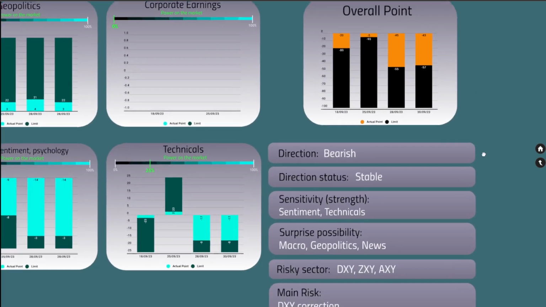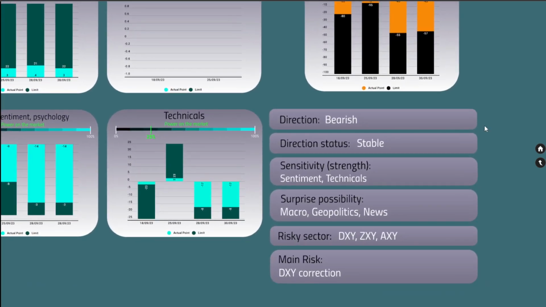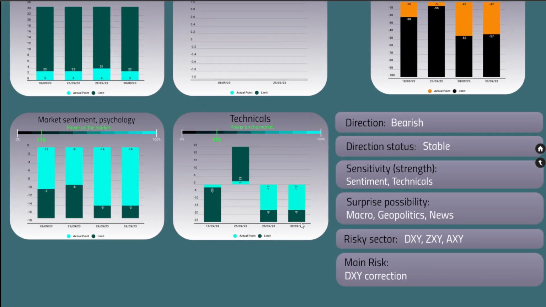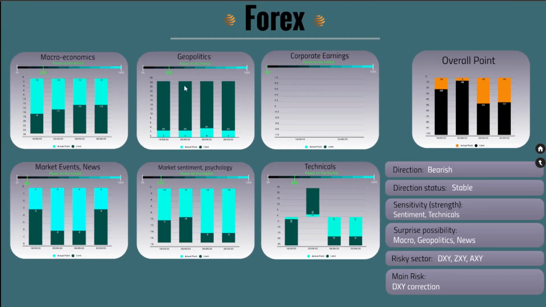The main trend on the forex market is bearish. The direction is relatively stable. The sensitivity, which is the strength of the market sector, is coming from the sentiment and the technicals. Both of them are very, very weak, as we were strong to the downside and the negative power, as I mentioned. And the surprise possibility is the macroeconomic area, because it doesn't use its power. The geopolitical field also does not use almost anything from its power, and the news only has 8% of the power, but it's still an opportunity for more negativity.